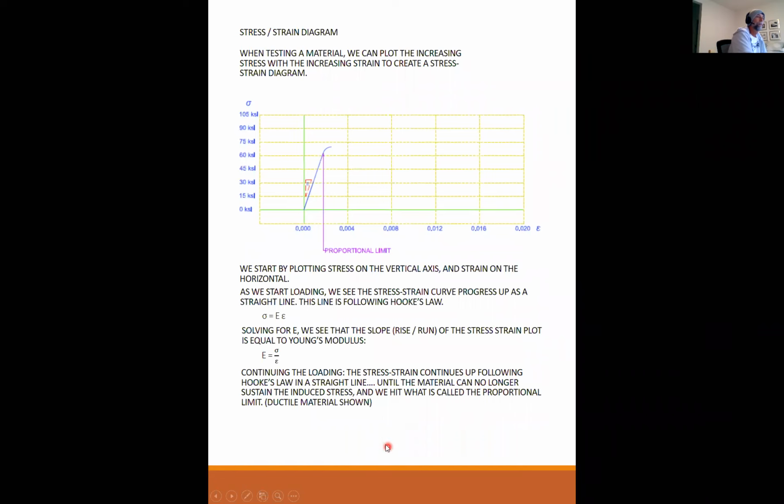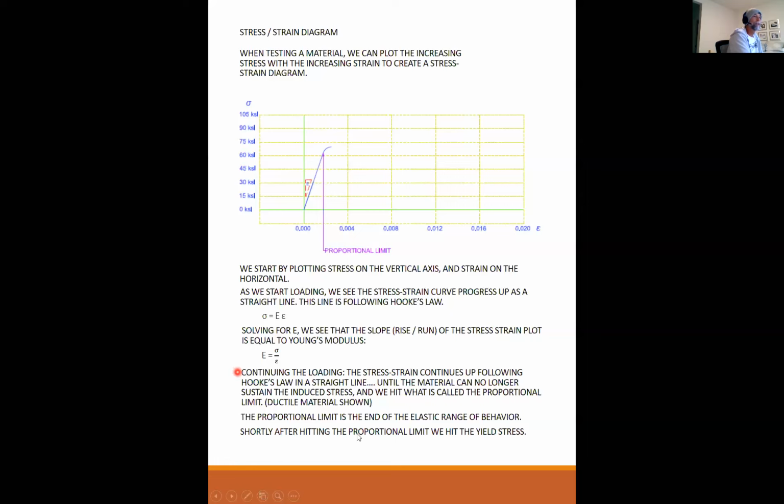Okay, so when we no longer have a straight line, at that moment when it's no longer a straight line, that is the proportional limit. And that's when it starts going in a non-linear fashion. The proportional limit is the end of the elastic range of behavior. So this first portion of the graph here is what we call the elastic region. And from there, from the proportional limit on, we are no longer in the elastic range of behavior.